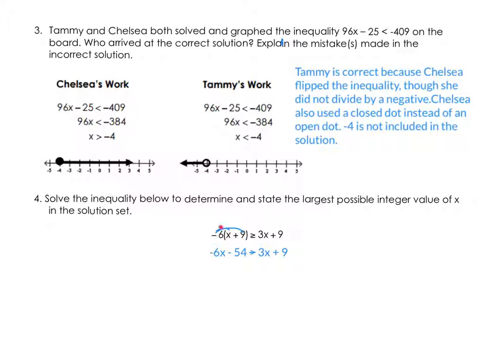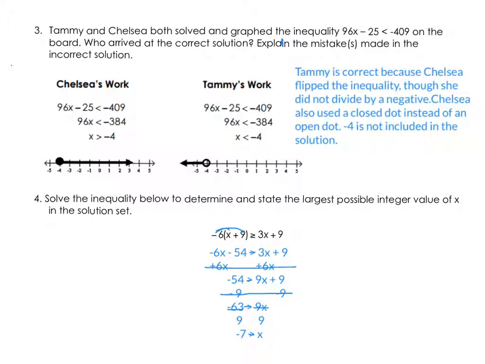Then, bring the smaller x over. Since a negative is smaller than a positive, I'm going to add 6x to both sides. When I do that, I get negative 54 is greater than or equal to 9x plus 9. So then I need to subtract 9 from the right-hand side so that the x is by itself. And then in the next step, I'll get negative 63 is greater than or equal to 9x, but in order to get x by itself, I need to divide by 9. And then I'll finally get negative 7 is greater than or equal to x.